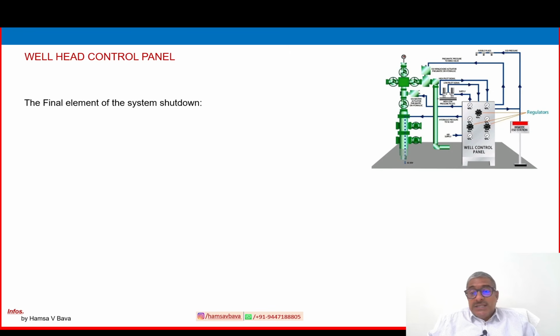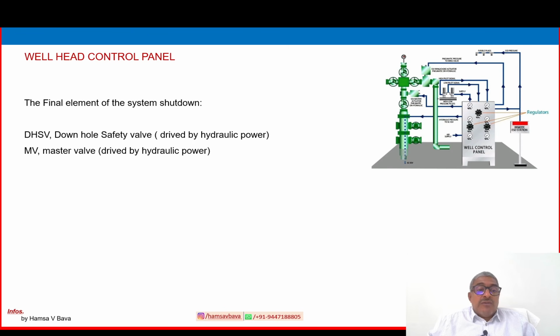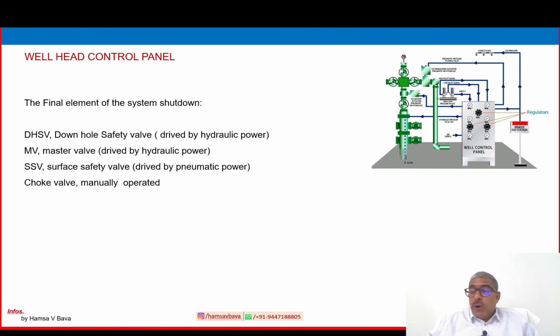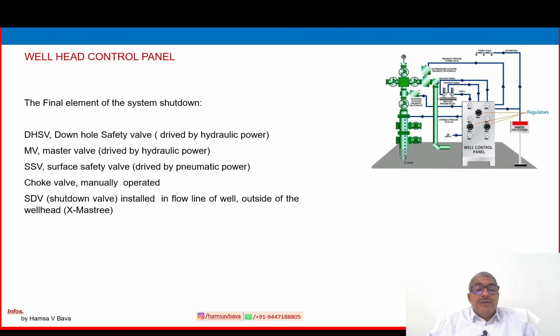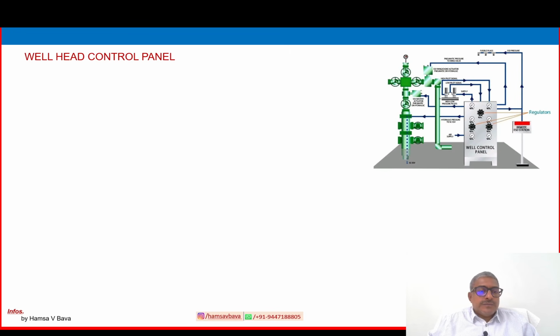The final element system, you can say DHSV or downhole safety valve. Downhole safety valve is driven by hydraulic power. Master valve driven by hydraulic power. SSV, surface safety valve, driven by pneumatic power. Choke valve manually operated. Shutdown valve is installed in the flow line of the well outside, slightly away from the Christmas tree.